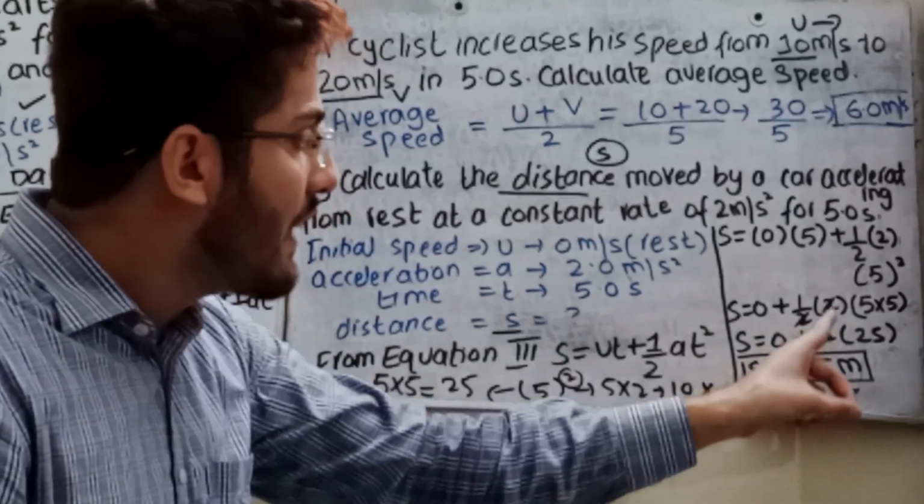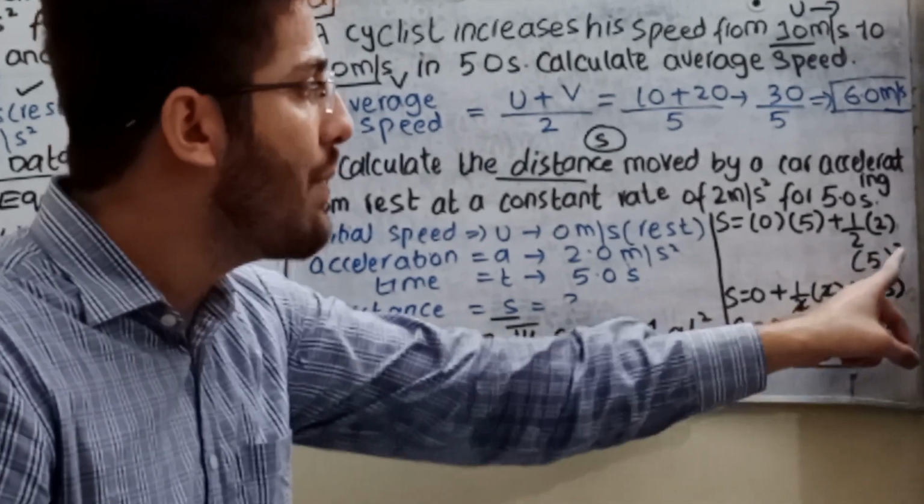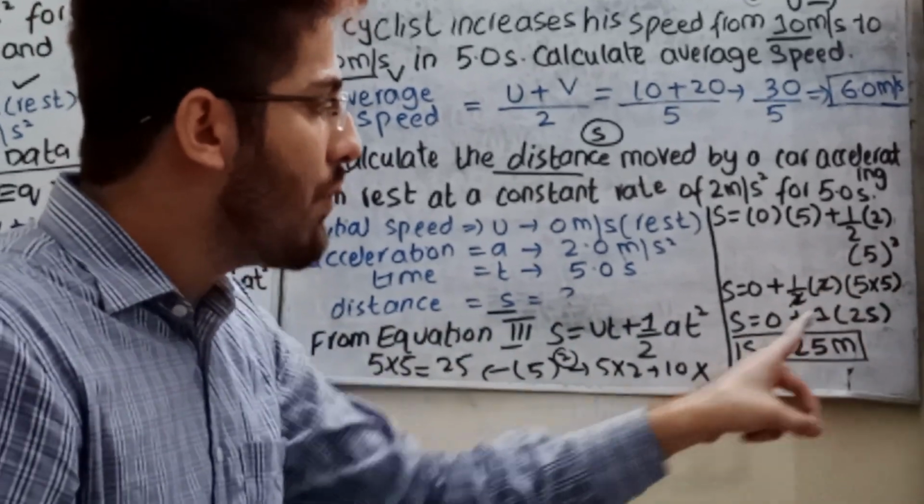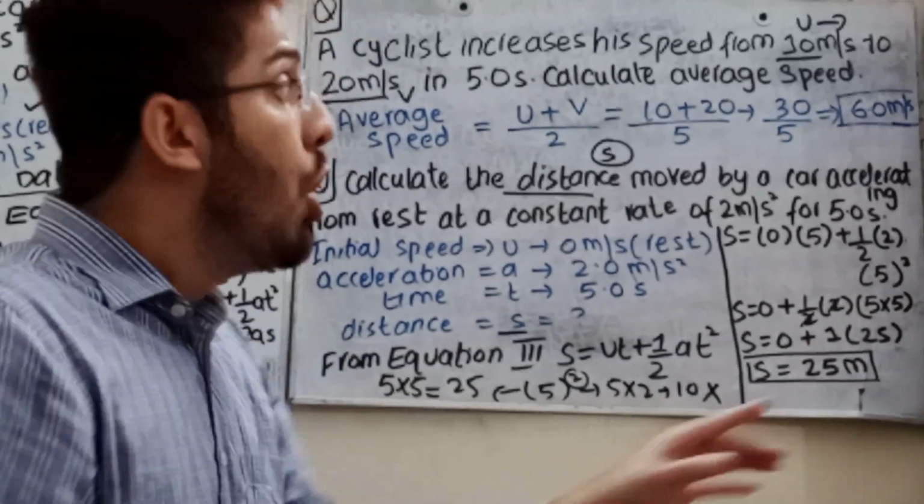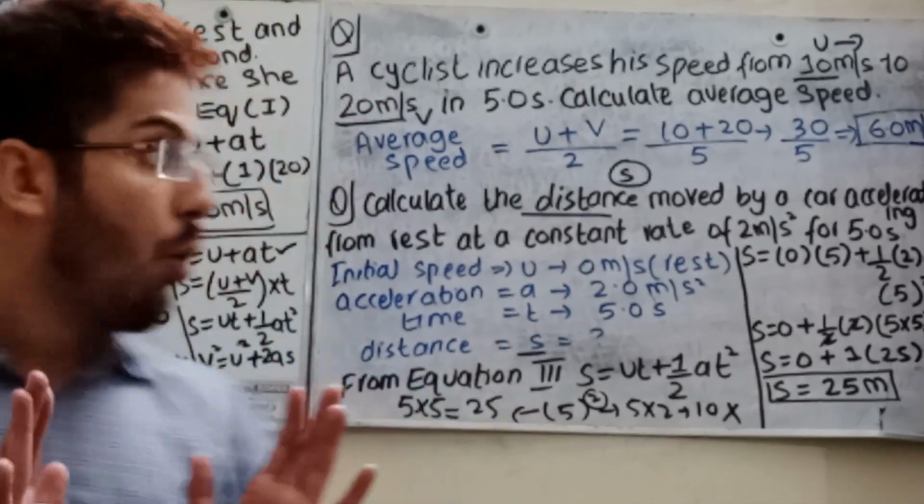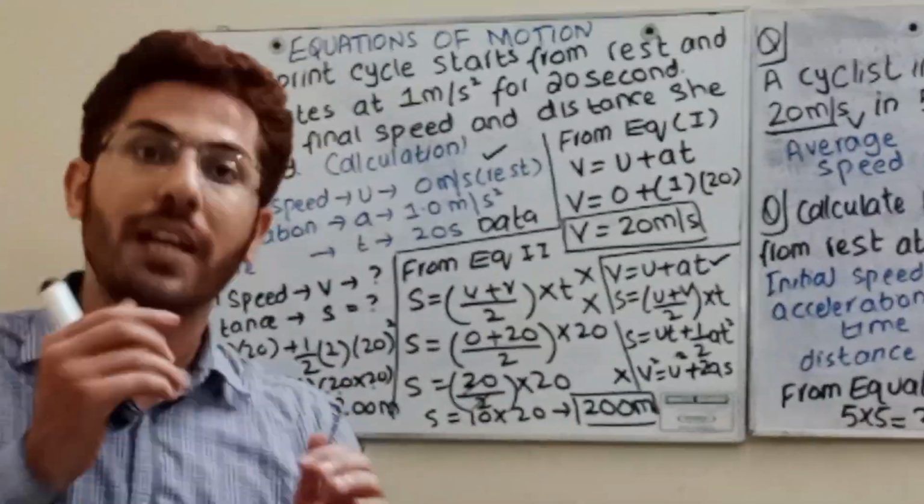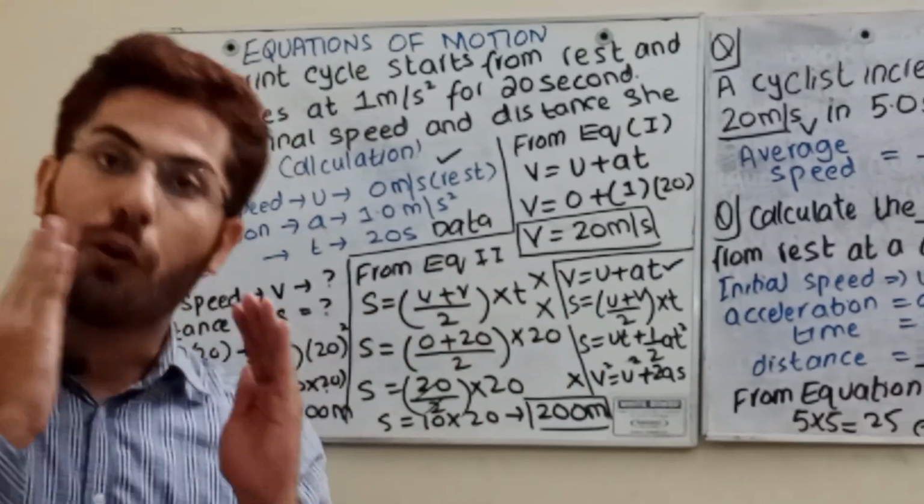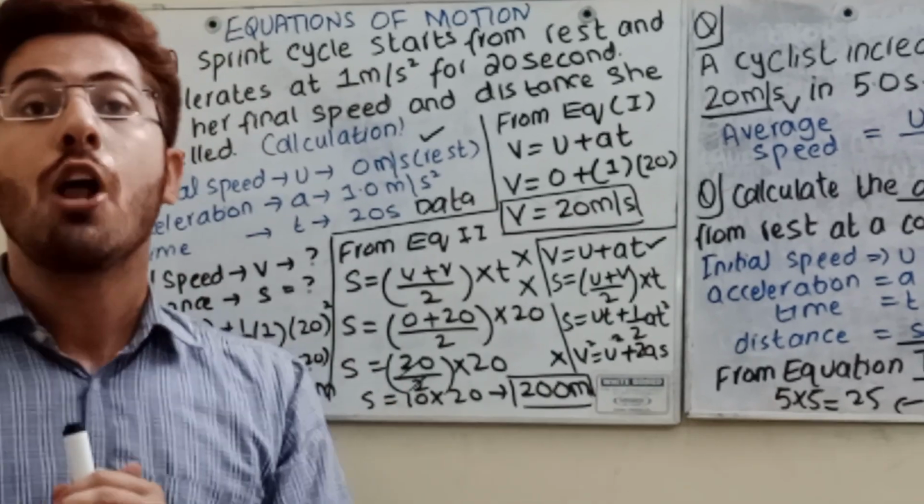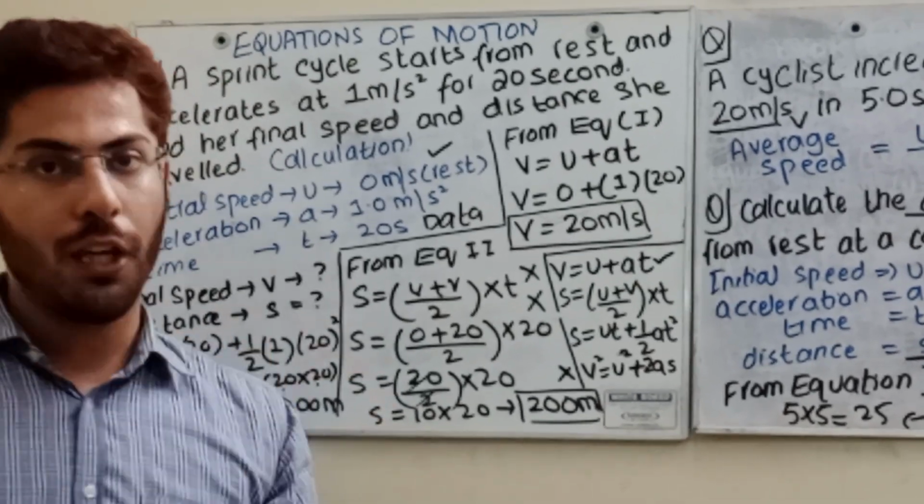So we can see that 2 into 2 has been cancelled out, 5 into 5 is 25, and 25 ones are 25, so I got the answer. So in this way, students, I hope your concept has been cleared by solving equations of motion along with the non-uniform graphs. Thank you.